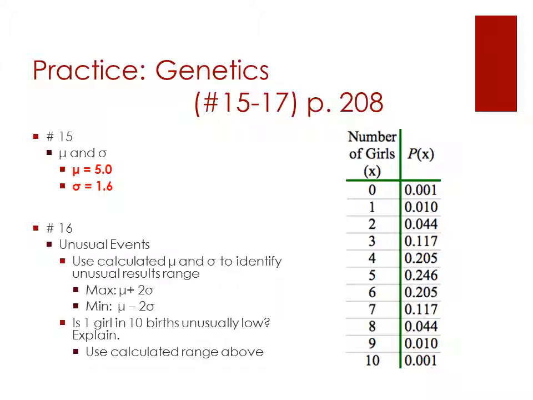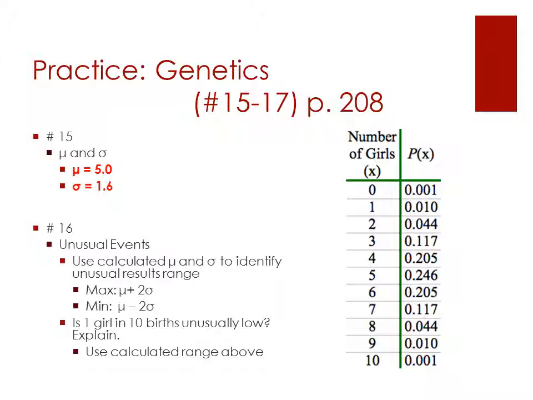Now, this is a different kind of problem. Here, we're asking about unusual events. So in order to answer this question, we need to first get our minimum and our maximum range. So here we have the formulas. Notice these are exactly the same as we've used before when we were doing frequency distributions. So our max is going to be our mean plus 2 times our standard deviation. And then our minimum is going to be our mean minus 2 times our standard deviation.